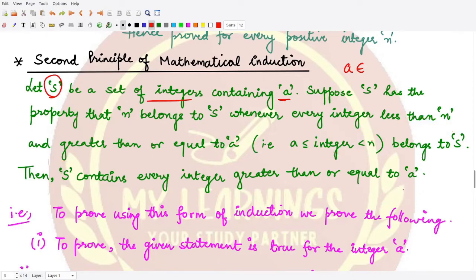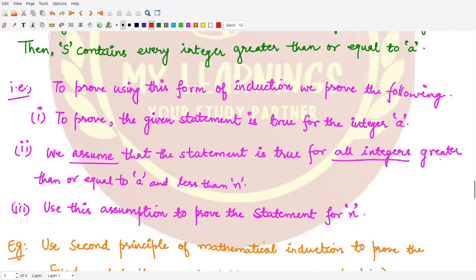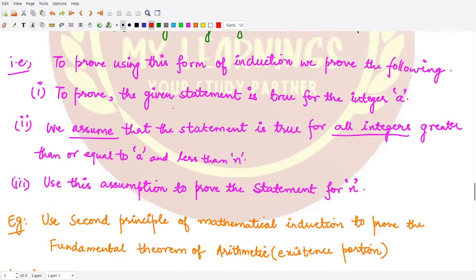So how are we going to use this second principle of mathematical induction in order to prove various results? Let's see. In this case, we have to prove the following. The first thing is that whatever statement is given to us should be true for the given integer A. You could choose the integer A to be anything, and then accordingly you will move forward.